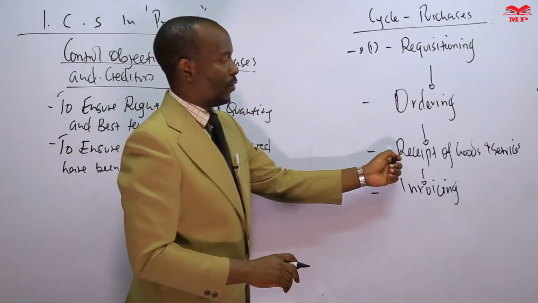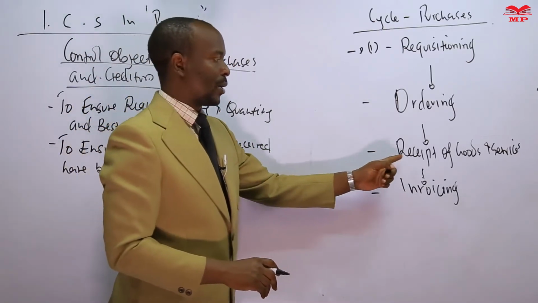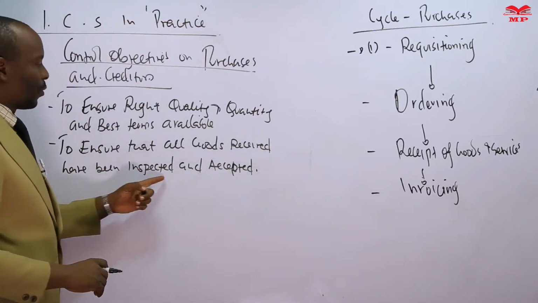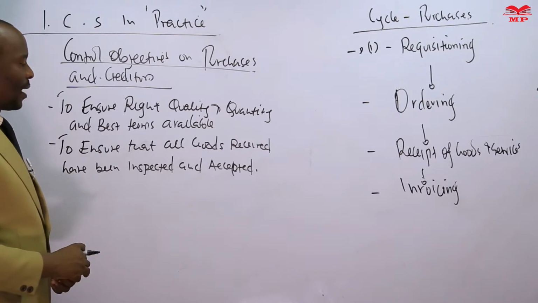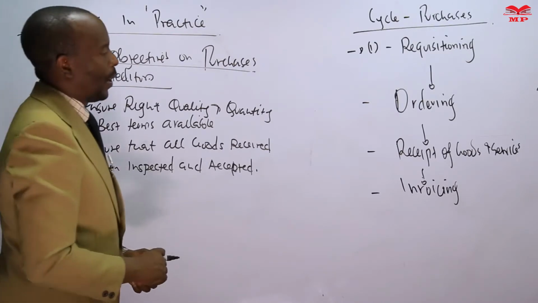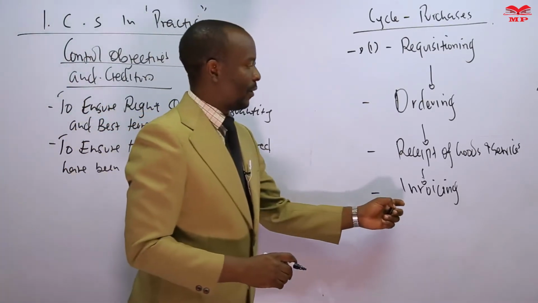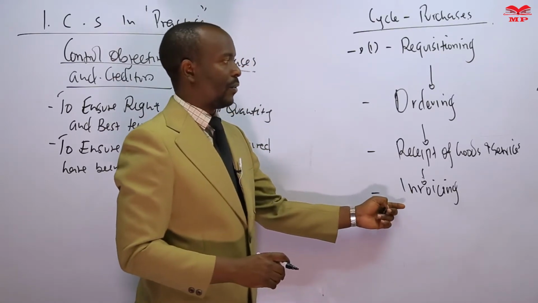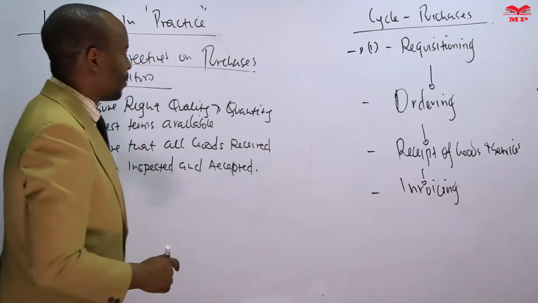Activity number 2 is receipt of goods. So we want to make sure that the goods that we have received are of the right quality. But apart from that, we have to make sure that those goods have been inspected and accepted. We also want to make sure that all the invoices that we receive are accurate and they have been charged using the correct prices and the correct details have been provided.